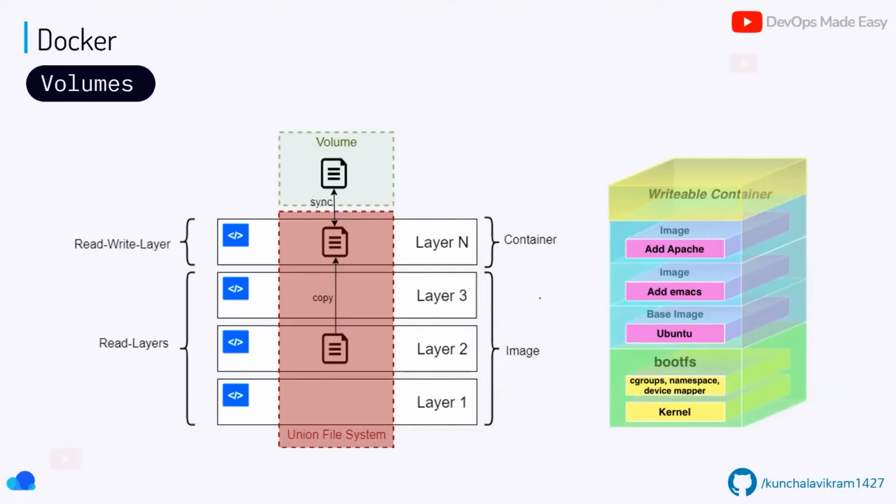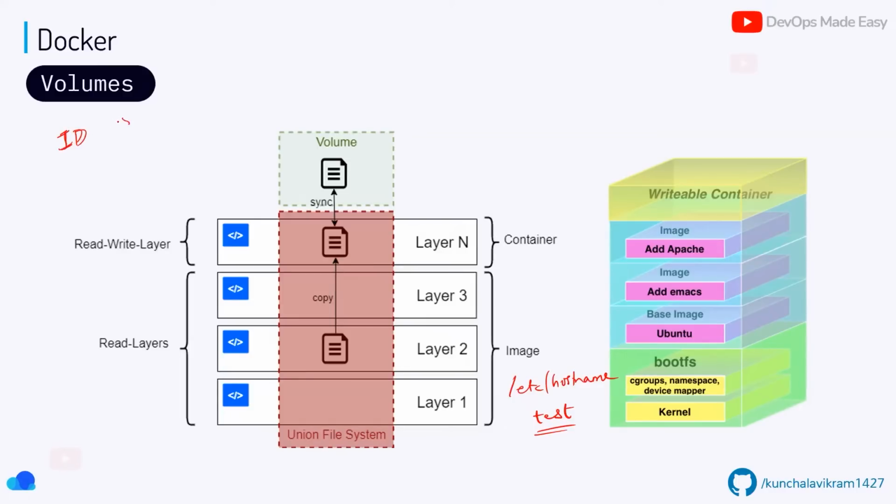In case I have to change something, let's say in the image I have a file, /etc/hostname. By default, let's say this file is set to test. But when you create a container, we get a unique ID, right?